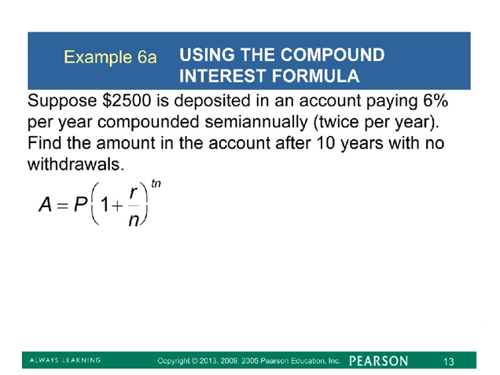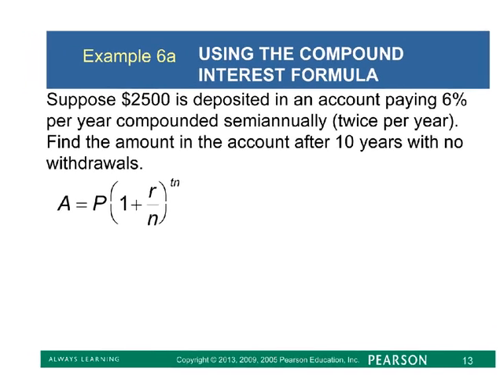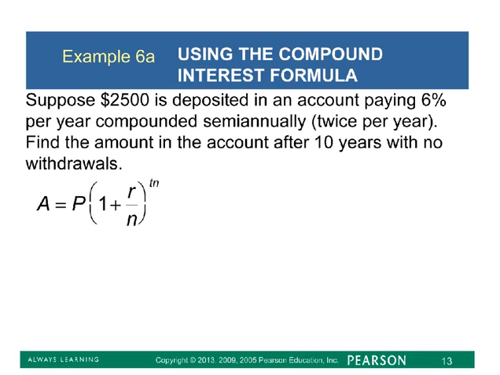So let's look at one. It says suppose 2,500 is deposited in an account paying 6% per year, compounded semi-annually, so that means twice per year. And we want to find the amount in the account after 10 years with no withdrawals. So this money is just sitting in this account, accruing interest at 6%, and it's being compounded semi-annually, which I underline, it's twice per year.